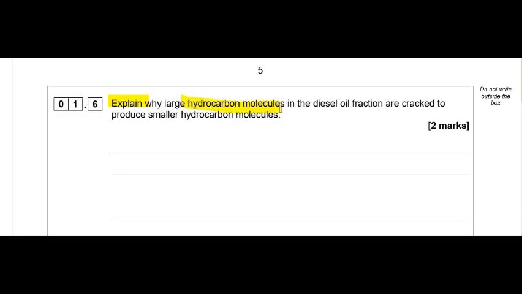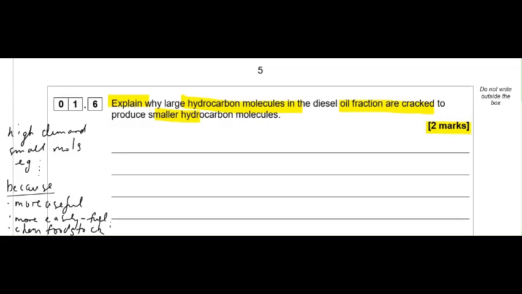1.6. Explain why large hydrocarbon molecules in the diesel oil fraction are cracked to produce smaller hydrocarbon molecules. And this is for 2 marks. Let's make some notes. Firstly, there's a high demand for small size molecules of hydrocarbons, things like petrol. An explain question, so we need a because. And these small molecules, the high demand is because they're more useful.